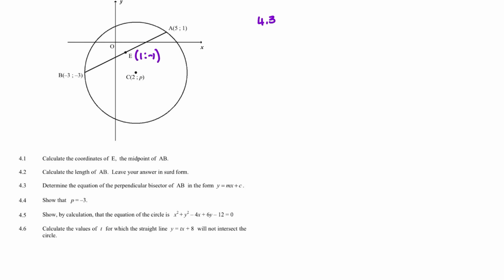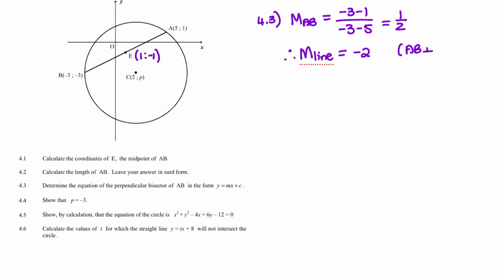So for 4.3, I would say the gradient of line AB is equal to the difference of y values, which is -3 minus 1, divided by the difference of x values, which is -3 minus 5. And that simplifies to a half. So therefore, the gradient of the line that we want to find is equal to -2, because AB is perpendicular to the line that we want to find, and the product of their gradients is -1.